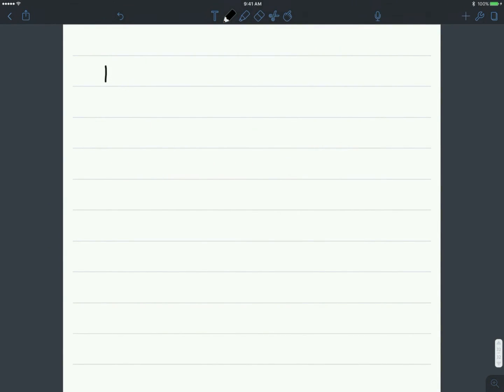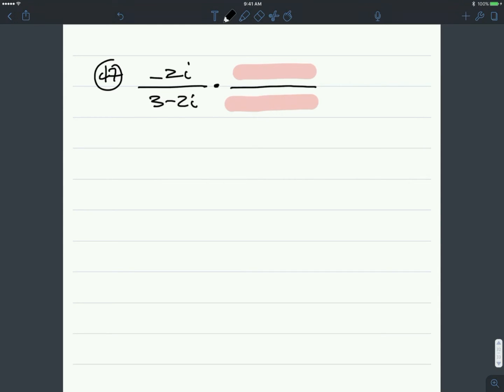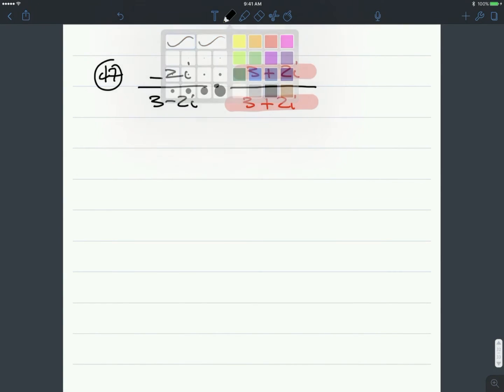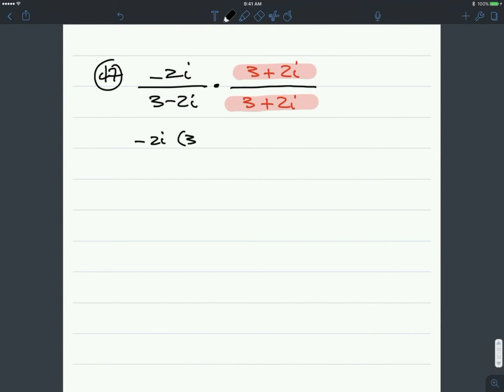47. We get negative 2i over 3 minus 2i. Again, we're going to multiply by the number 1. Only this time, again, I notice I have 3 minus 2i. I have a complex number. We're going to have to use the conjugate. So here's what we get. Negative 2i times 3 plus 2i divided by 3 minus 2i times 3 plus 2i.